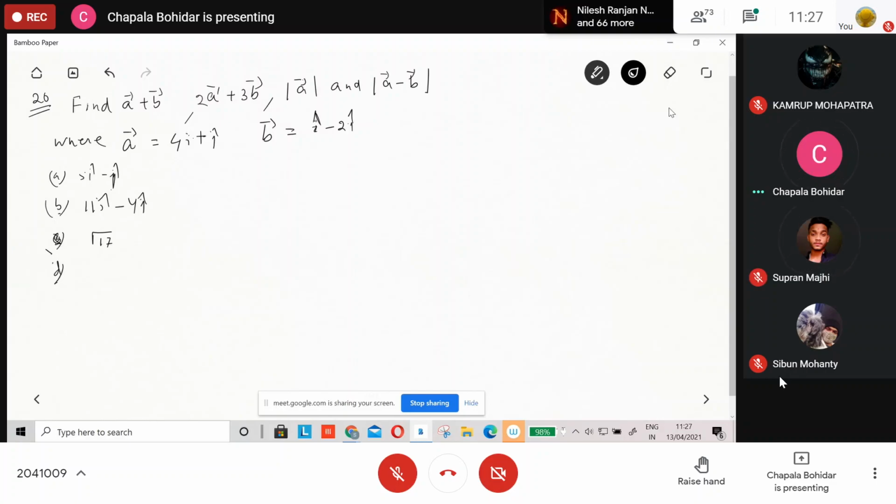Root 18. What is B? I have forgotten to write down B. Okay, 3 root 2. In your book, it is also absolute value of B also there. Absolute value of B, how much is it? 5. Yes.